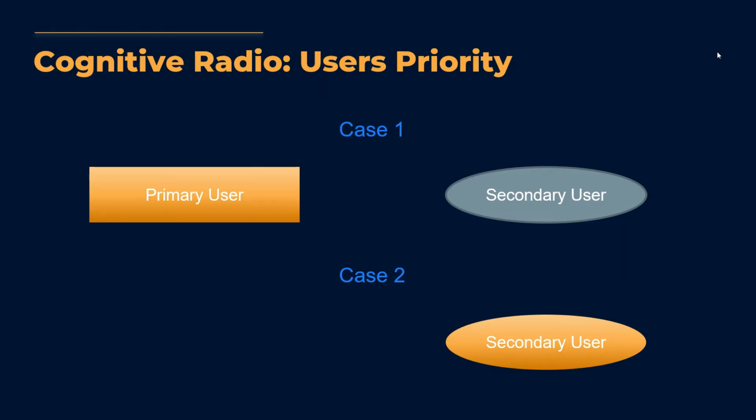So there are two cases. First case, if the primary user is active, it is now using the spectrum, then the secondary user will not be allowed to use the same spectrum. It becomes inactive. And the second case, when the primary user is not using the spectrum, there is no primary user detected, then the secondary user can transmit using the same spectrum even though it's not licensed.